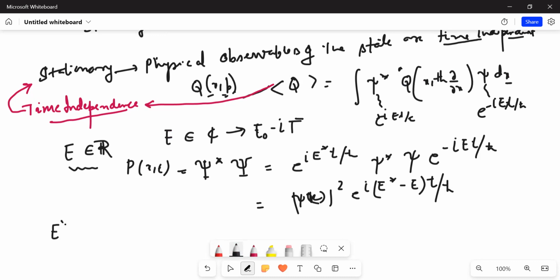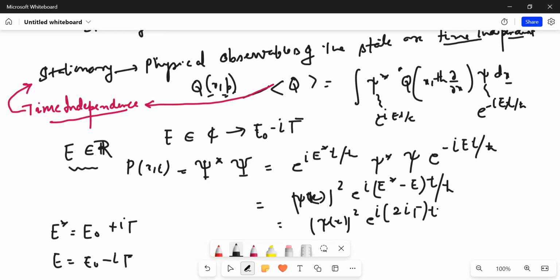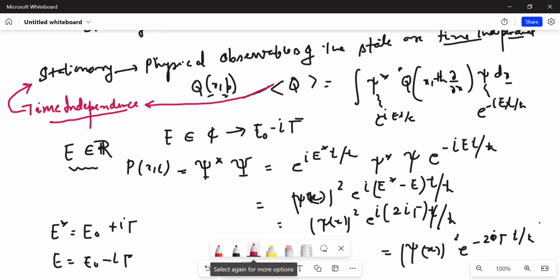I know E* is nothing but E₀ plus iγ, and E is E₀ minus iγ. So eventually you're going to get something like |ψ(x)|² times e to the power i, and then 2iγt upon ħ, which indeed means this. So you can clearly see that this time dependence remains there. So it is no longer a stationary state.